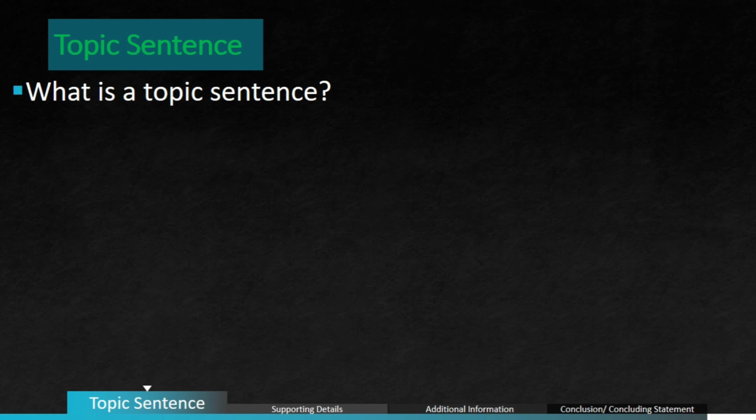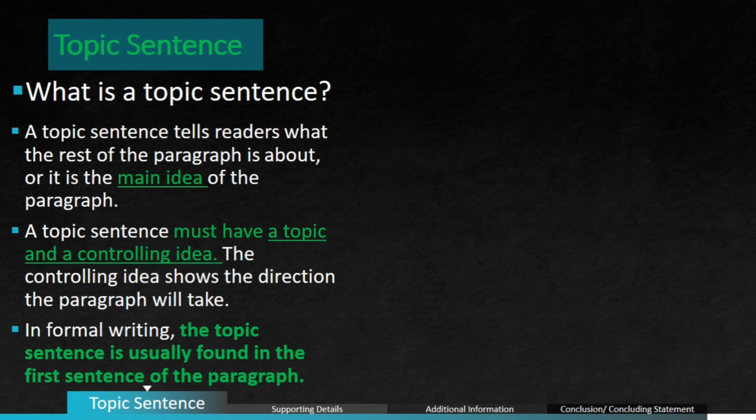What is a topic sentence? A topic sentence tells readers what the rest of the paragraph is about, or it is the main idea of the paragraph. A topic sentence, please take note, must have a topic and a controlling idea. The controlling idea shows the direction the paragraph will take. In formal writing, the topic sentence is usually found in the first sentence of the paragraph.